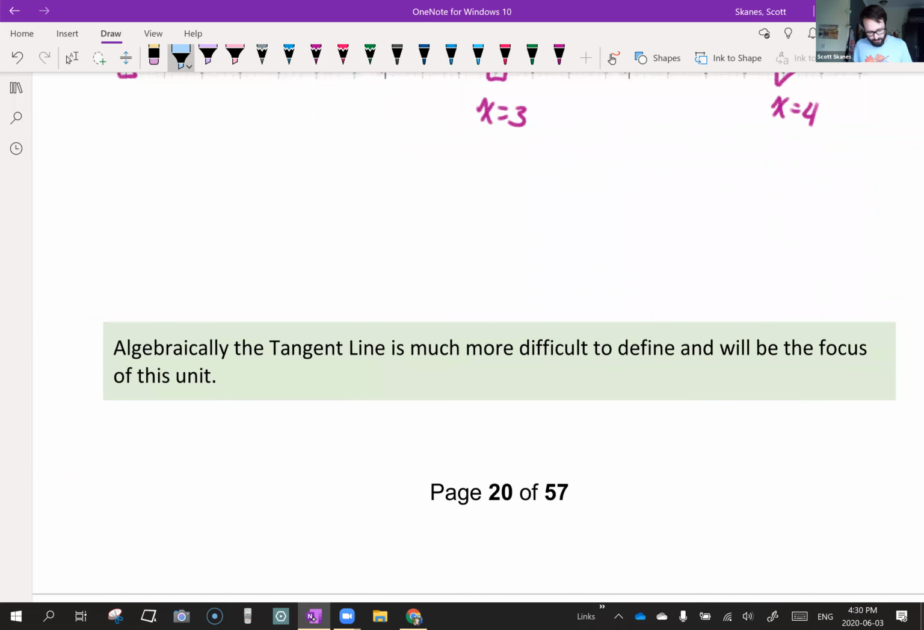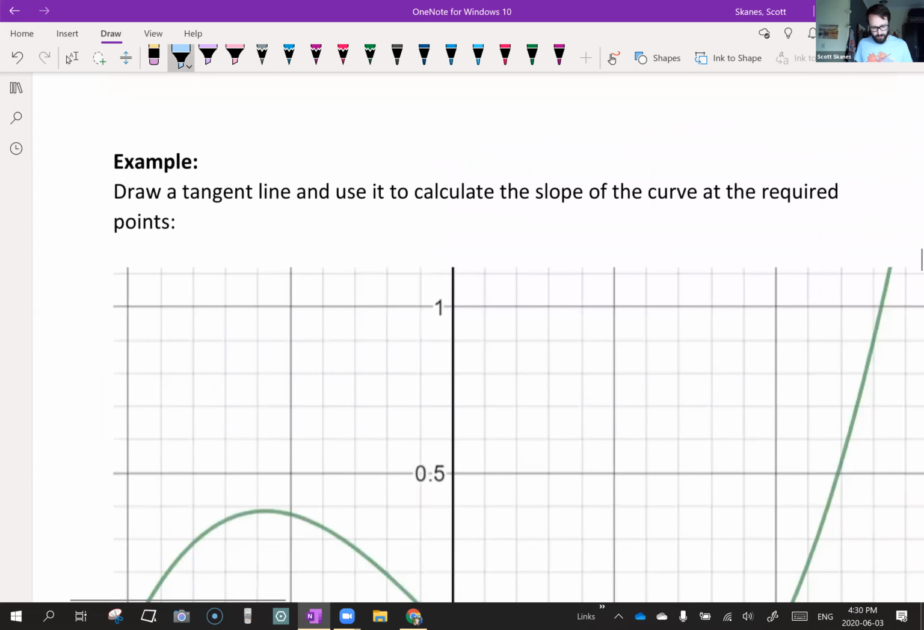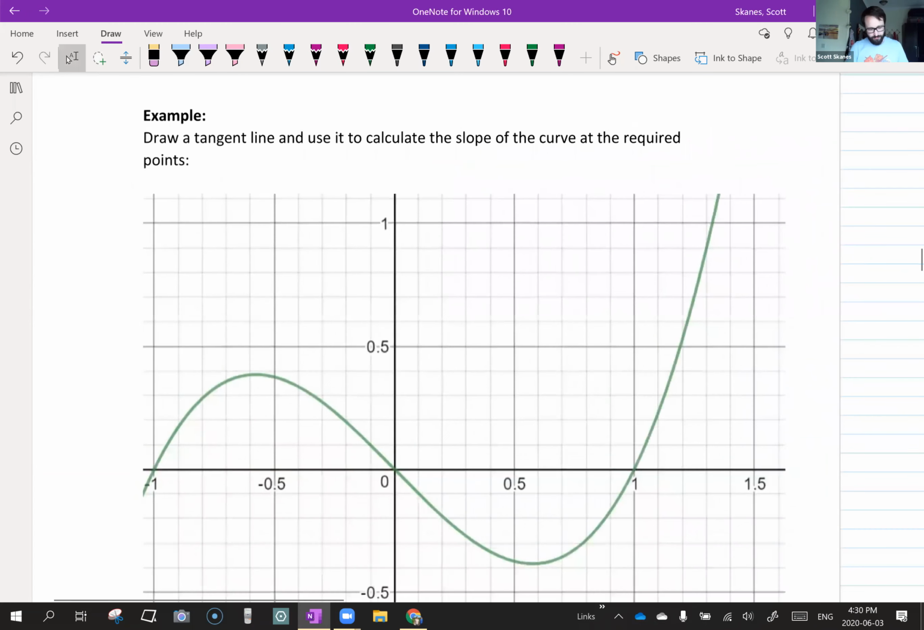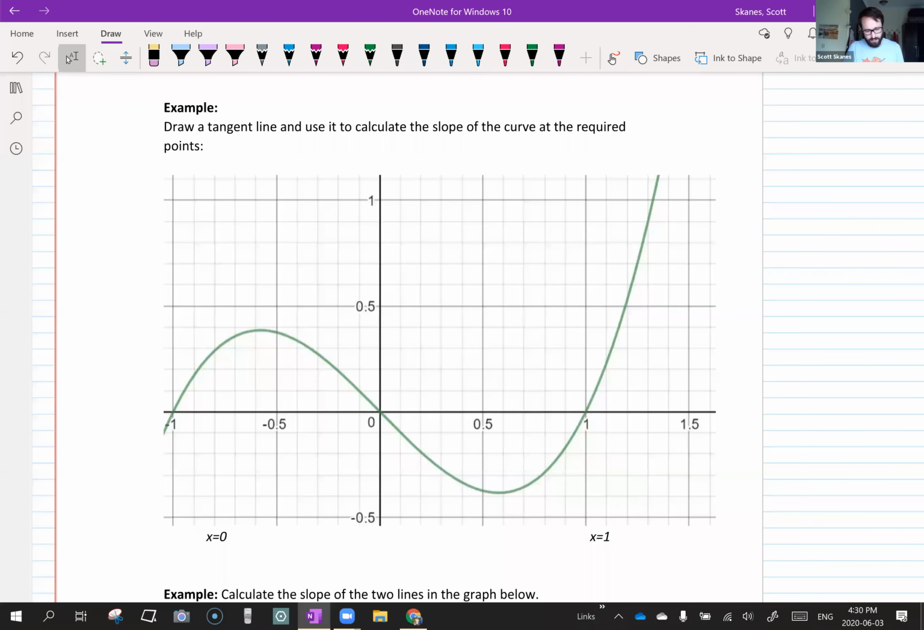So it says the tangent line is much more difficult to define. It's way harder to understand than the secant, but we do talk about it when we're doing derivatives. And I'm about to blow your mind in a few seconds with probably too much talking, but I'll do my best to make it simple. First things first, it says draw a tangent line, and use it to calculate the slope at the required points. It says down here, at the points x equals 0, draw a tangent line when x is 0 and when x is 1, okay?